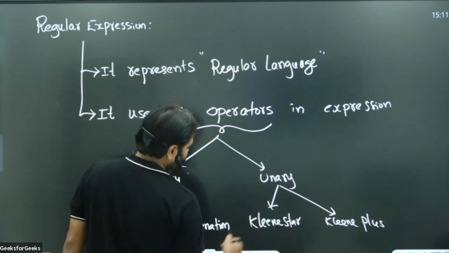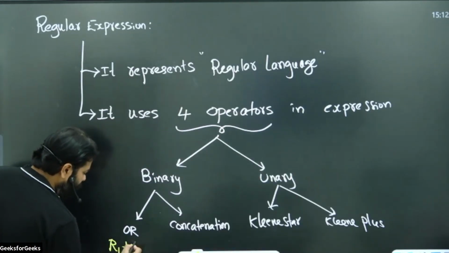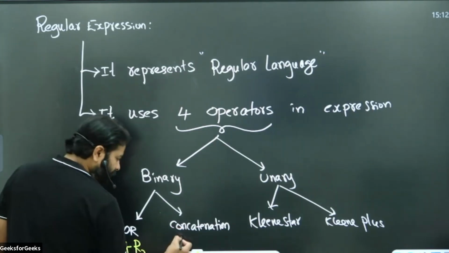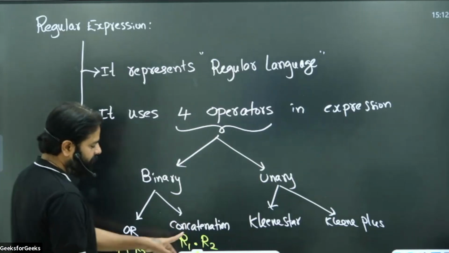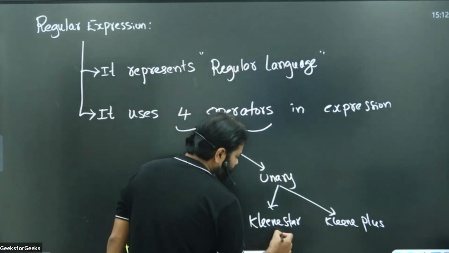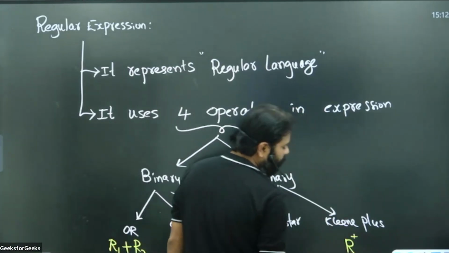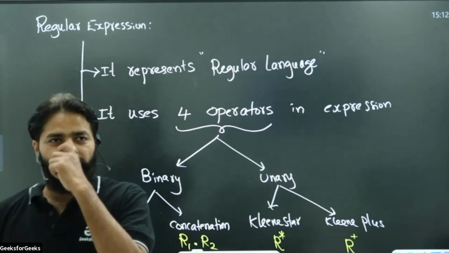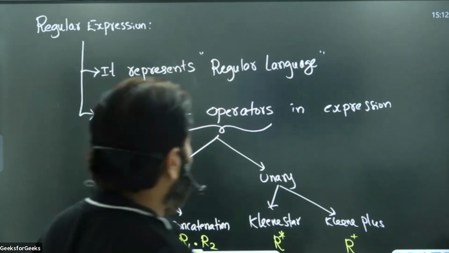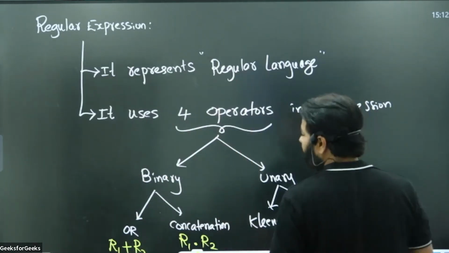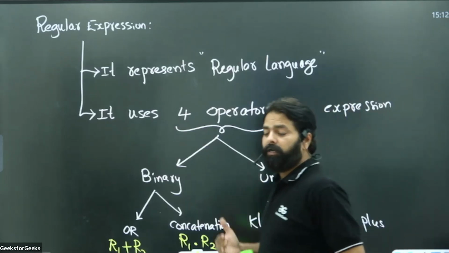In future, if you want to look at how they are going to be, you can see R1 plus R2. The plus is called OR. Concatenation we write like R1 dot R2. The dot is called concatenation of two expressions. Kleene star is a unary operator, so on one expression you apply the star. And Kleene plus is also the same as star, but the symbol is plus. So how many operators do we have here? We need to understand these four operators, then only will you understand how to write an expression. Once you learn all these four operators, then you will start understanding how to write an expression.